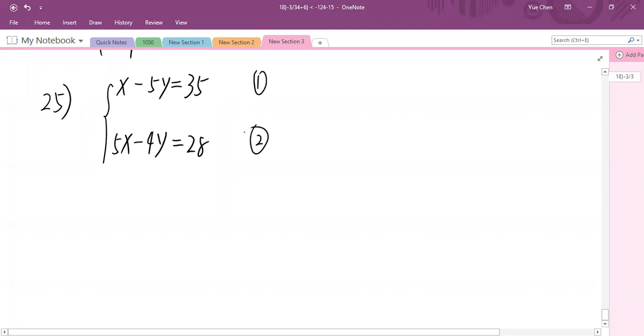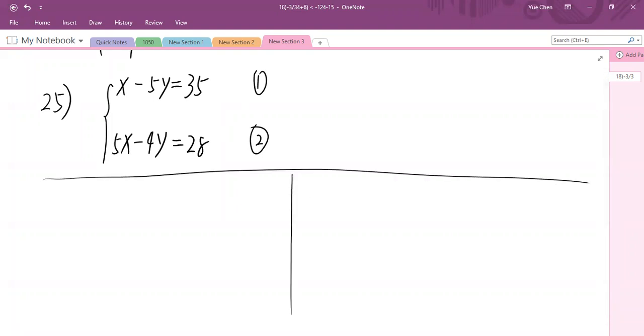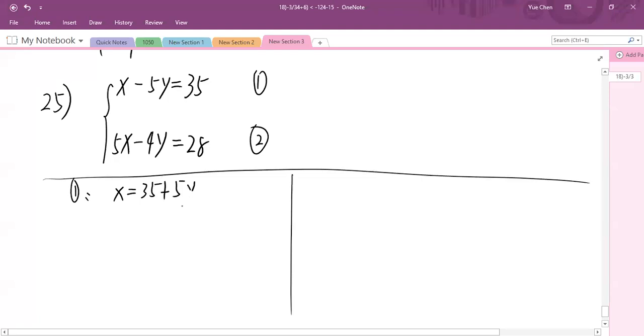Okay, so we use 2 ways to solve it. One way is the substitution method. So look at do some observation first. You will see that solving for x is kind of easy, right? Convenient. So from equation 1, which will give you what? x equals 35 plus 5y.